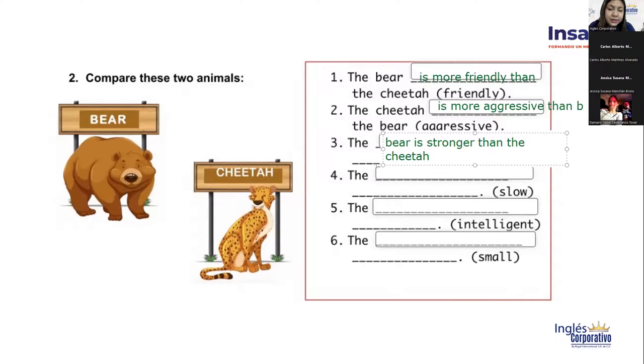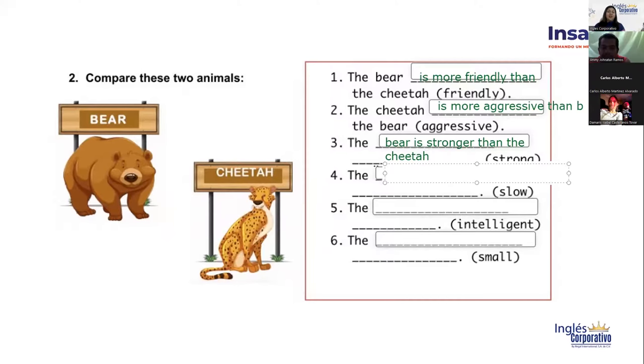Okay, number four. The cheetah. Are you sure? Which is slow? Which is the bear? The bear is slower. The bear is slower than the cheetah.